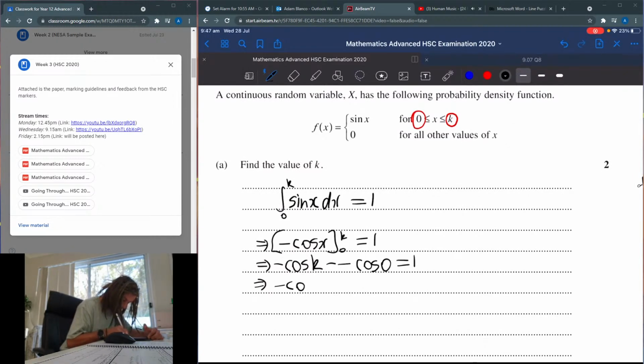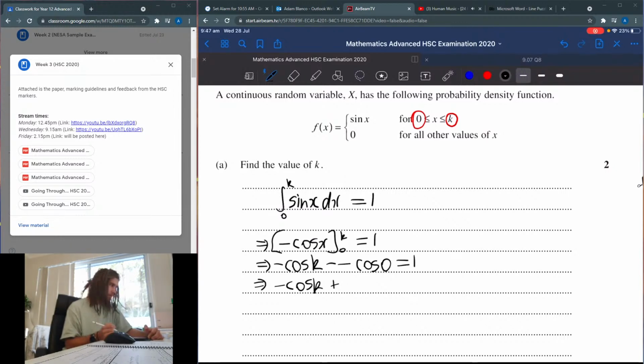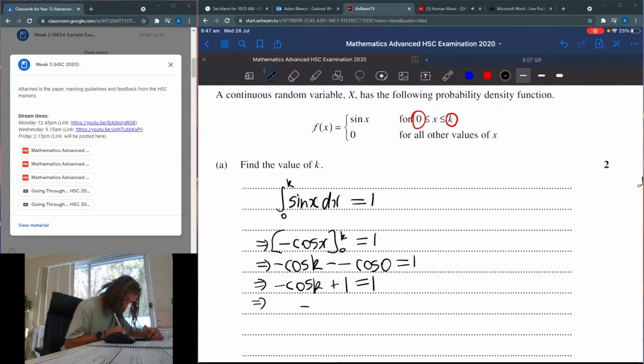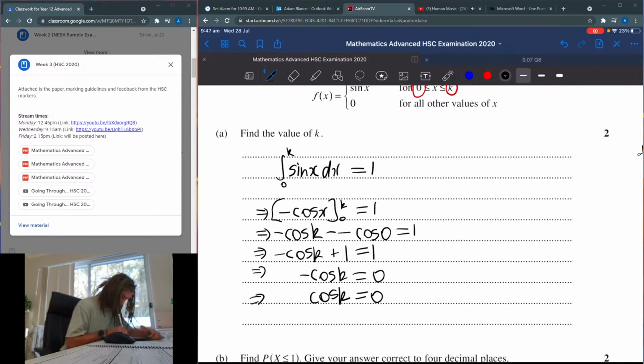So negative cos k plus, now cos of 0 is 1, equals 1. Okay, so that means negative cos k equals 0. That means cos k equals 0. And that means k equals, so when is cos 0?